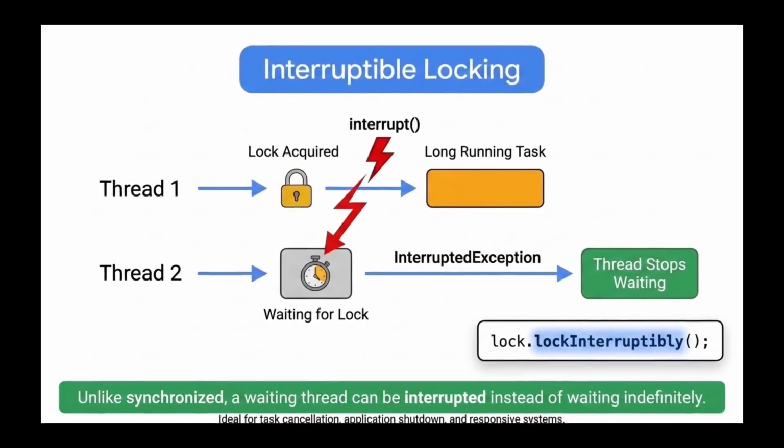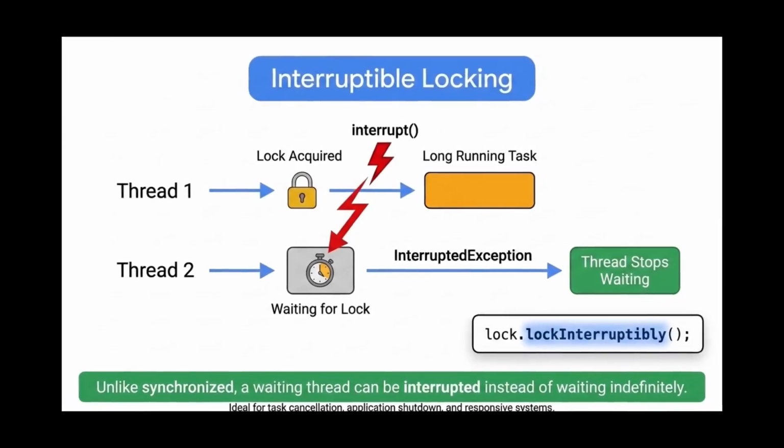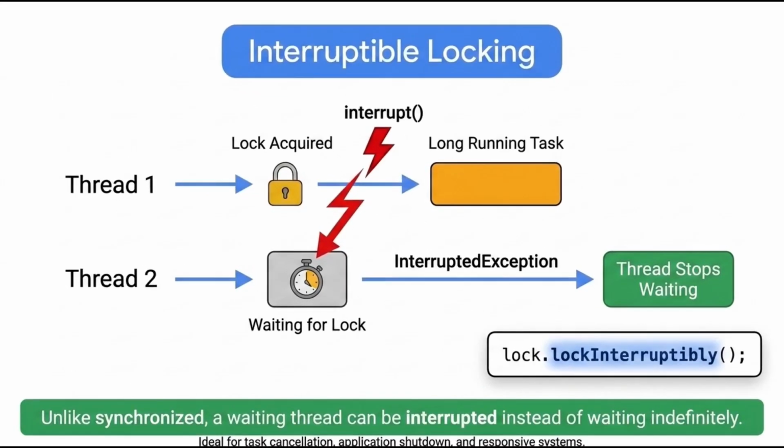Now let's look at one feature that synchronized doesn't provide. Suppose one thread is holding a lock for a long-running task. Another thread starts waiting for the same lock. Now imagine the user cancels the operation or the application begins shutting down. With synchronized, the waiting thread must continue waiting.